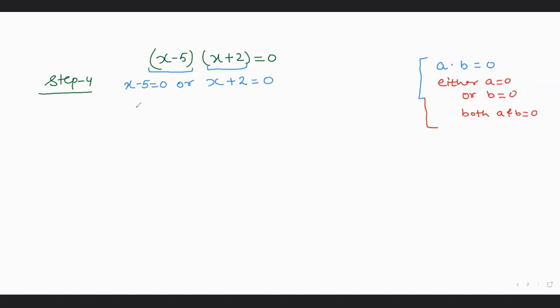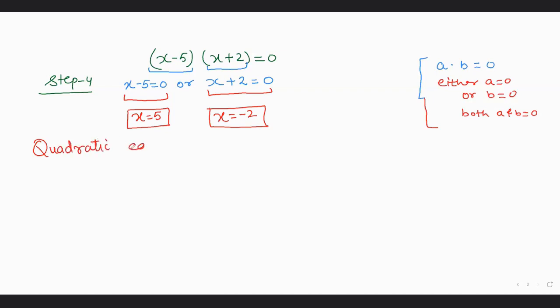All right. So now if you take the very first one, we have x equal to 5. And if you consider the second one, we have x equal to minus 2. So since our equation is a quadratic equation, it always has two roots. A quadratic equation has always two roots. So the two roots in this question are 5 and minus 2.